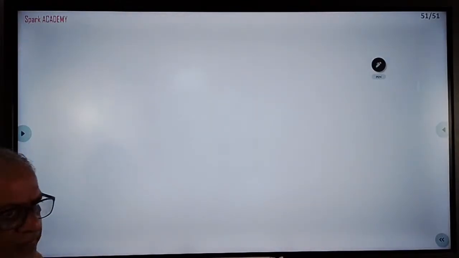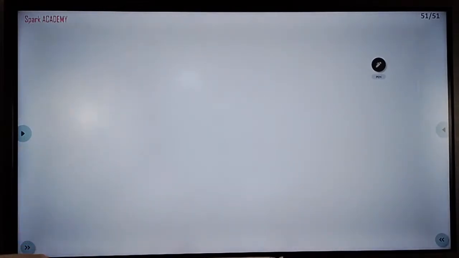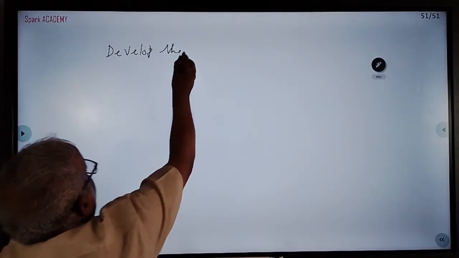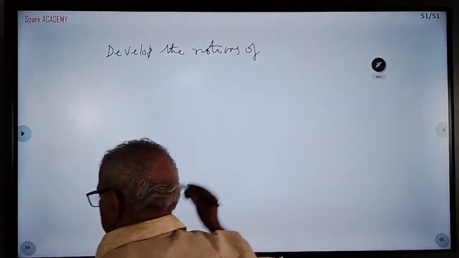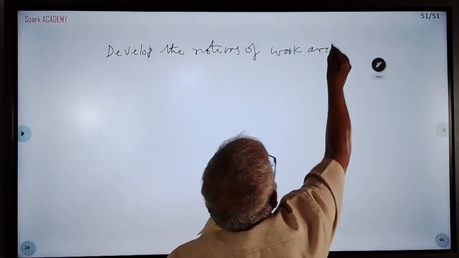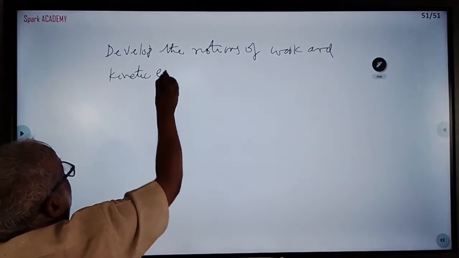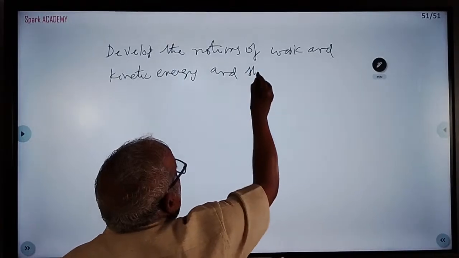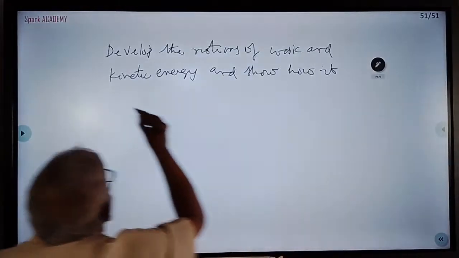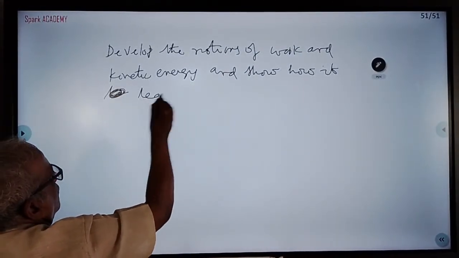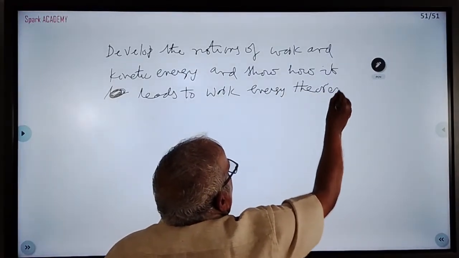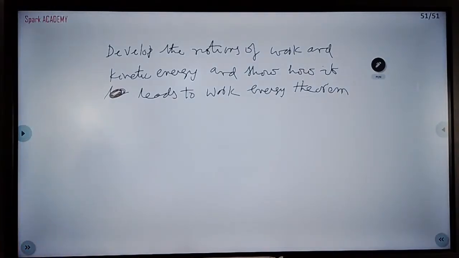Next long question: develop the notions of work and kinetic energy and show how it leads to the work energy theorem. This is an important long question of 6 marks, and some problem will be given along with it.